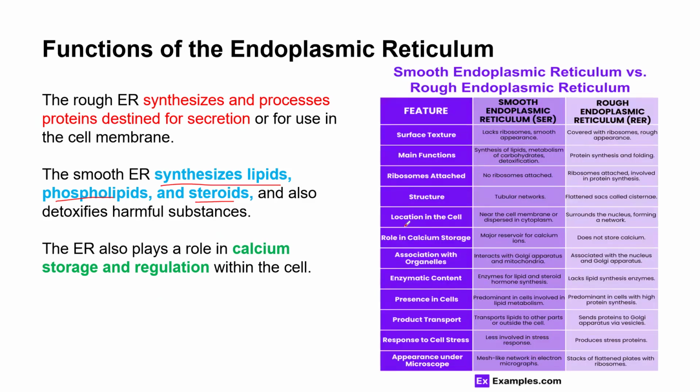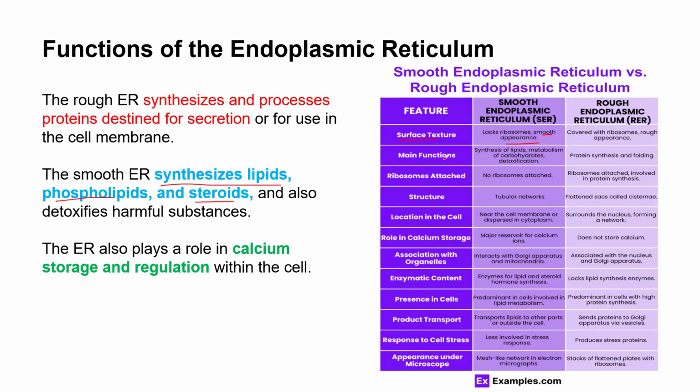And of course here, let's see some of the basic differences between the smooth and the rough endoplasmic reticulum. In the case of surface structure, the smooth endoplasmic reticulum lacks ribosomes, so that is why it has a smooth appearance. While the rough endoplasmic reticulum is covered with ribosomes, and that is why it has a rough appearance. The main function of the smooth endoplasmic reticulum is the synthesis of lipids, metabolism of carbohydrate, and detoxification of harmful substances.